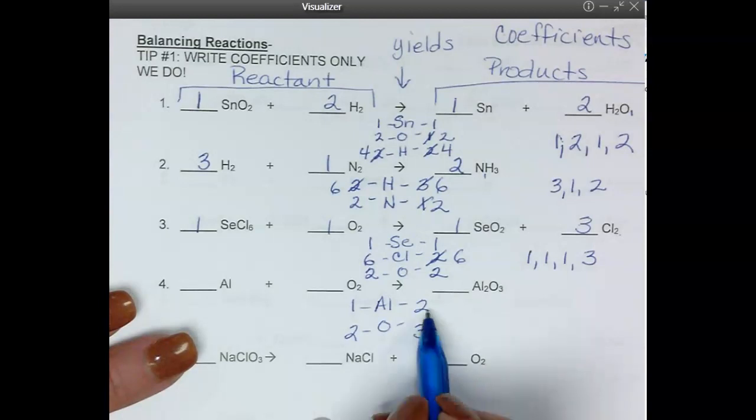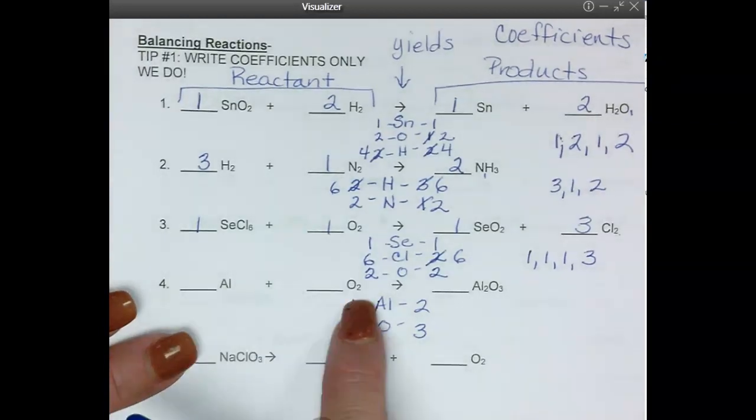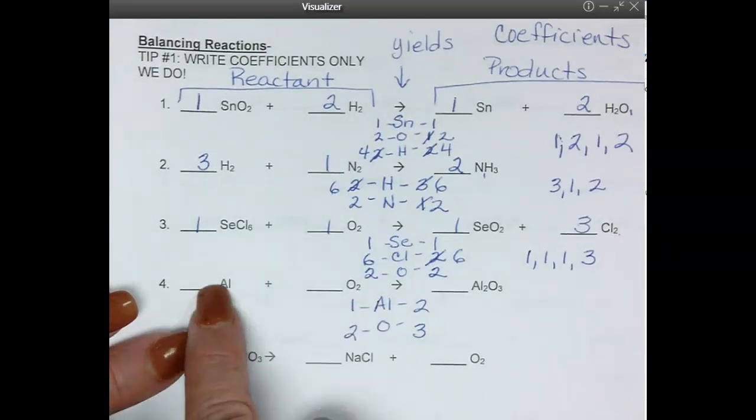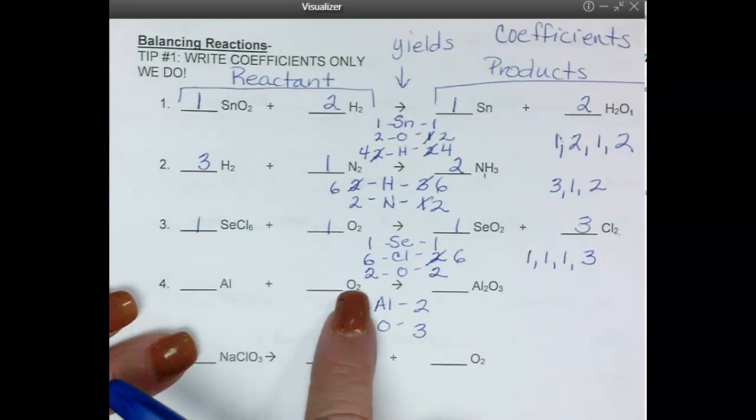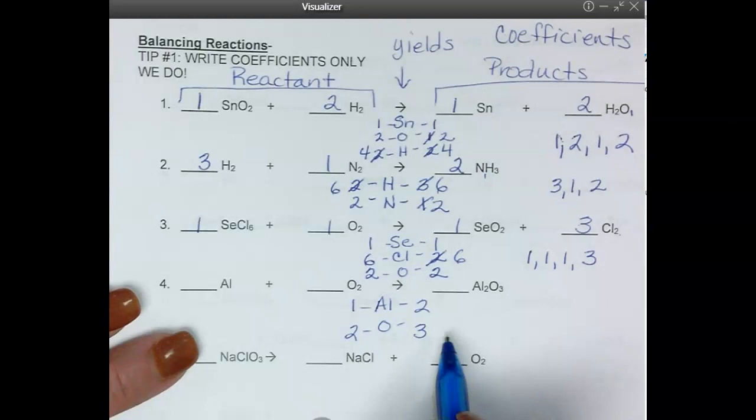Okay, so we can kind of start wherever we want. I generally prefer, if I'm given the choice of aluminum or oxygen, oxygen has to come in pairs. So I tend to want to start with it versus just a 1, because I can put any number in here. But when I put numbers in here, it's going to make even numbers. Hopefully that makes sense.